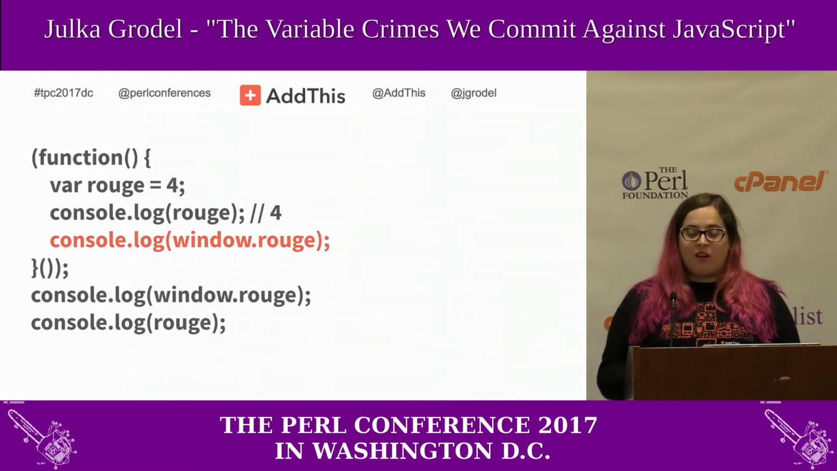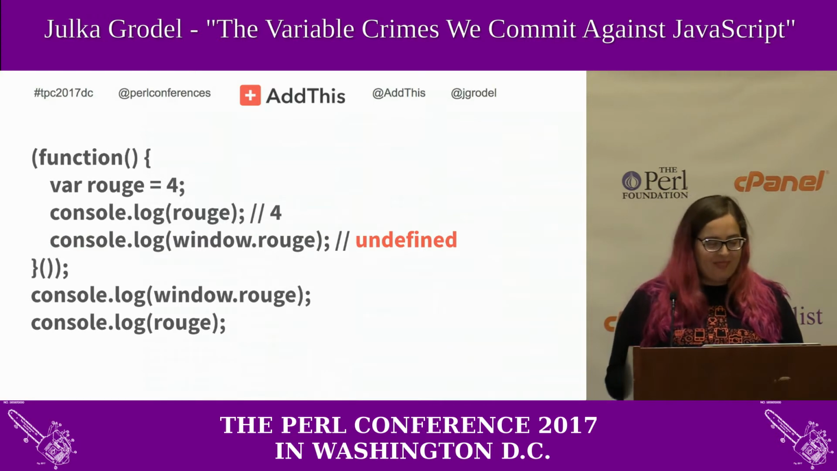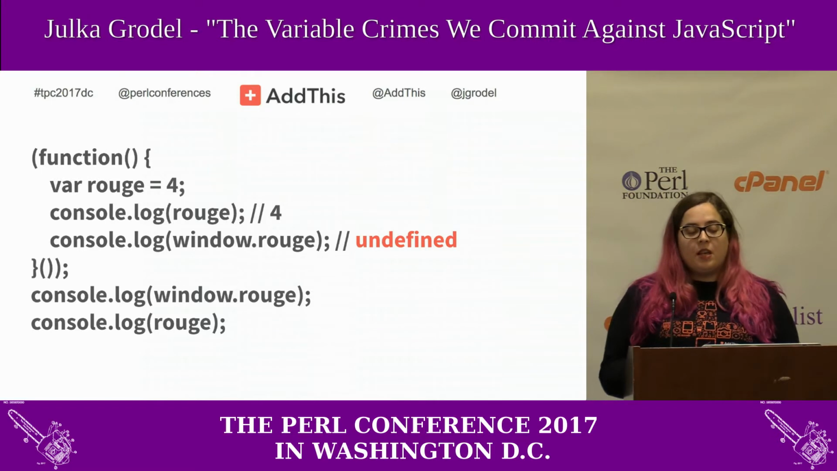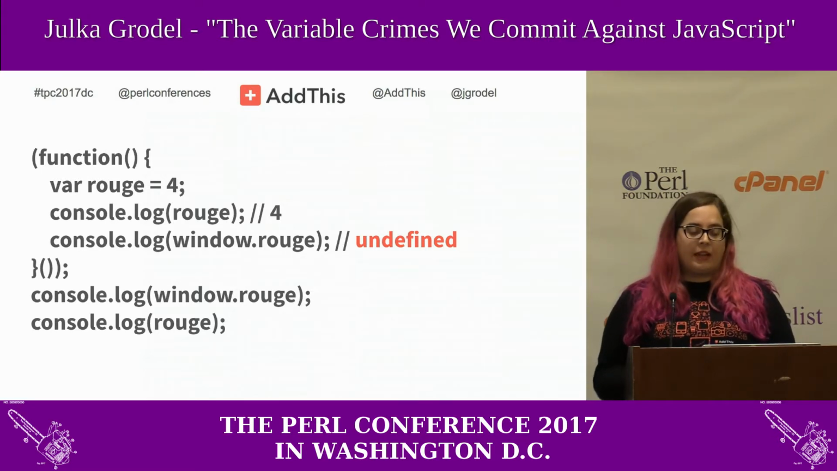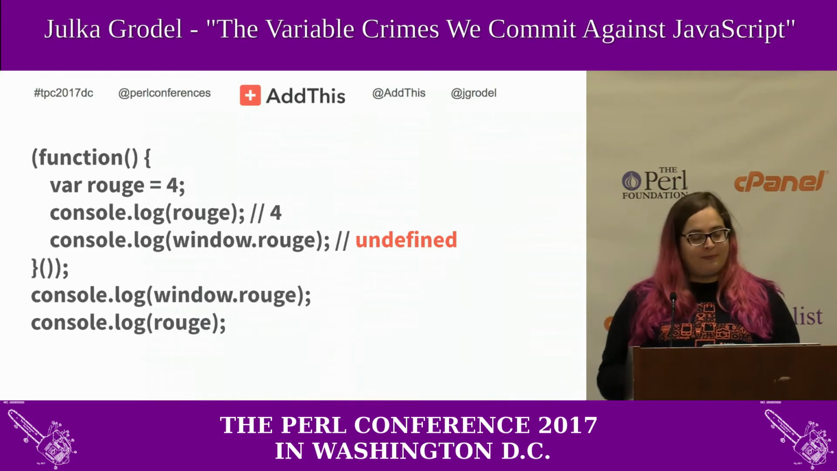But if I console log out window.rouge, I get undefined. This is because we are working in a new scope when we're inside these functions. And when we say var, when we create a variable for the first time or declare it, then we're saying that that variable is only available to us in that scope and child scopes of it. So the parent scope isn't going to have it.